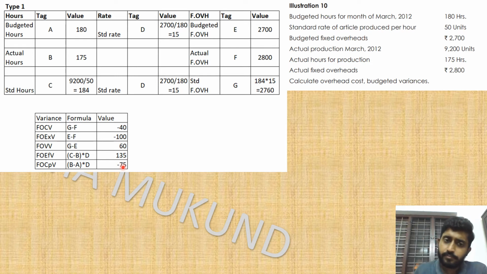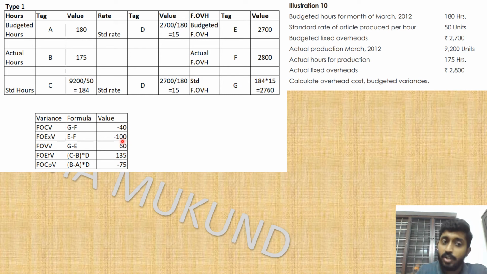So what is the check here? Fixed overhead cost variance. Cost variance is equal to expenditure variance plus volume variance. So minus 100 plus 60 is going to be minus 40. Which means your fixed overheads cost variance is correct, fixed overhead expenditure variance is correct, and fixed overheads volume variance is correct.